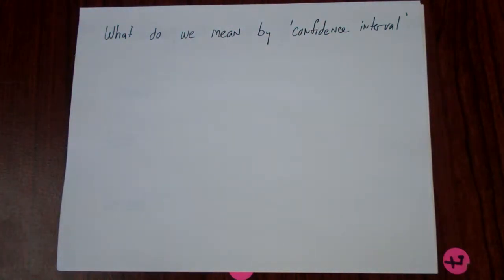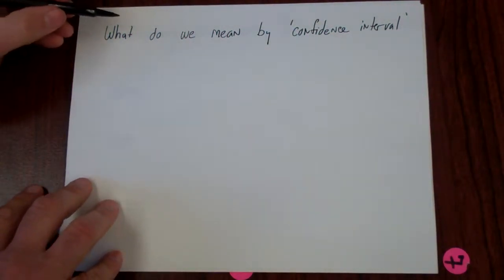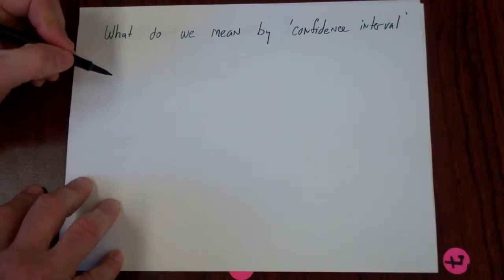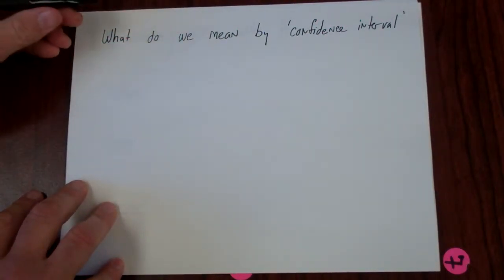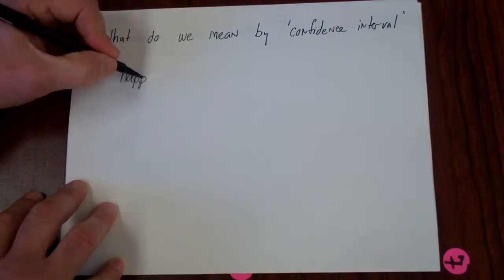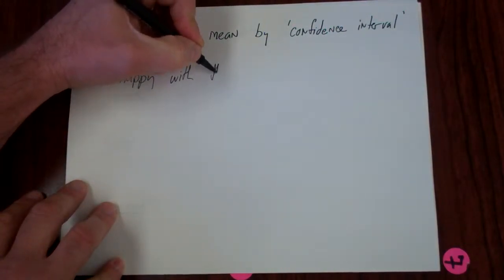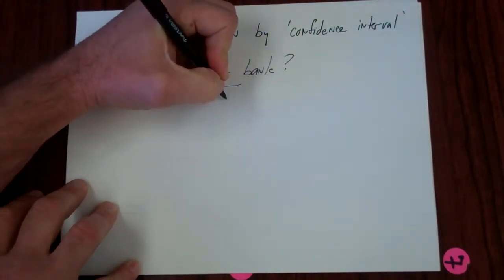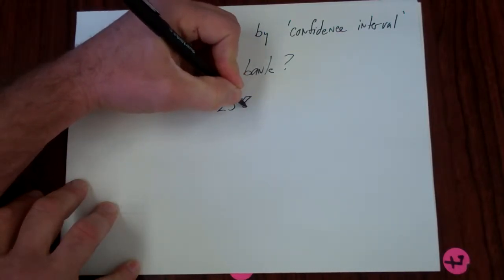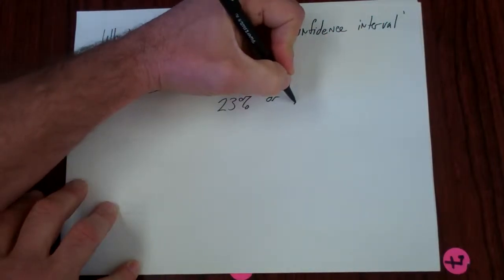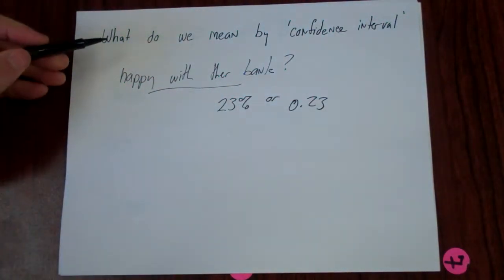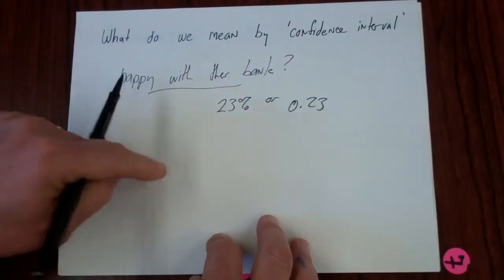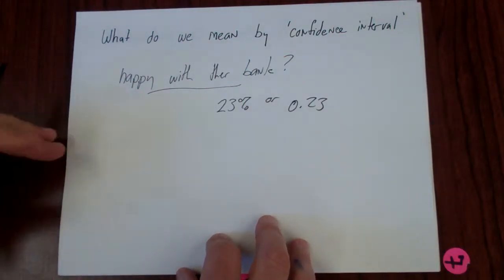So what do we mean by confidence interval? A confidence interval is a range of numbers. Let's say, for example, you went out and asked people whether or not they were happy with their bank. From that, we would get a number. Let's say in your survey, 23% of the people said yes. So you could say 23% or 0.23. Well, a confidence interval means a range of numbers of which you are pretty sure, or that you have that degree of confidence, that the true value is between those two numbers.